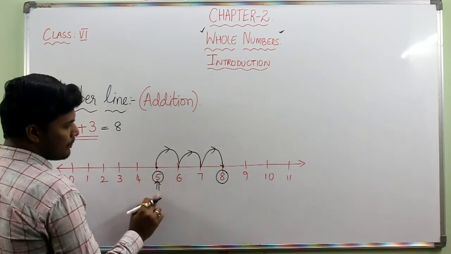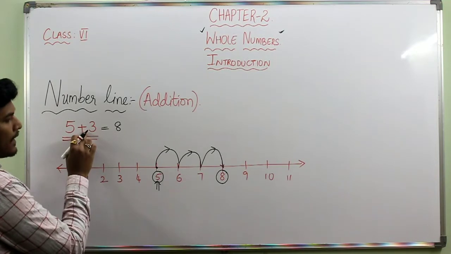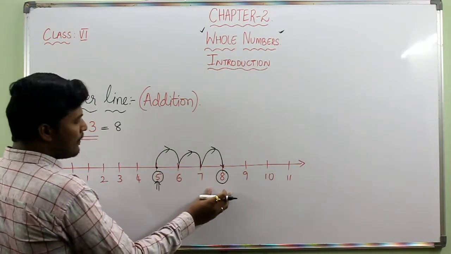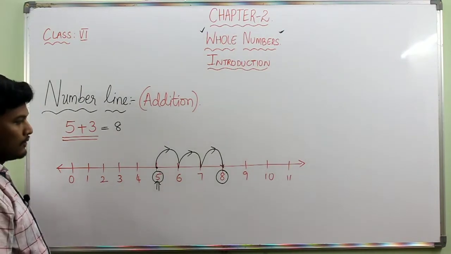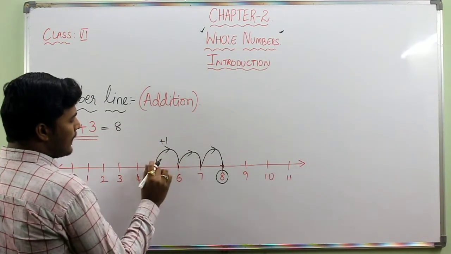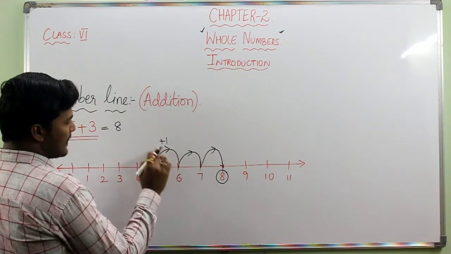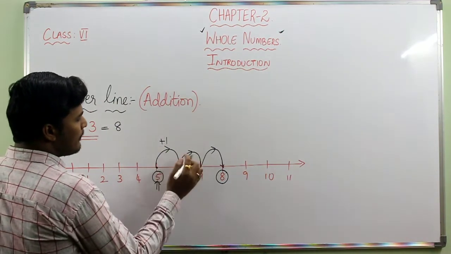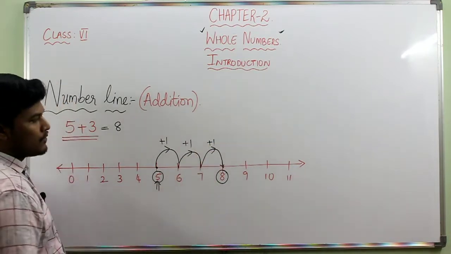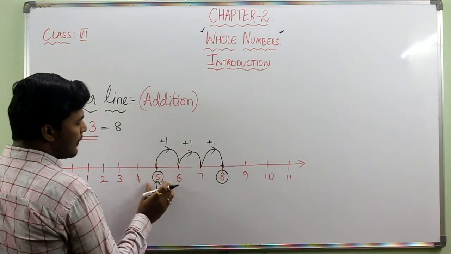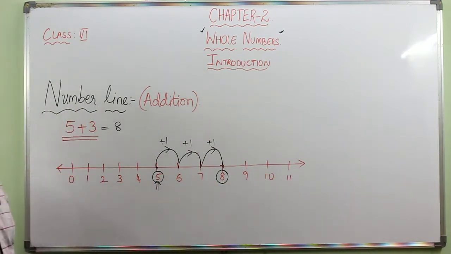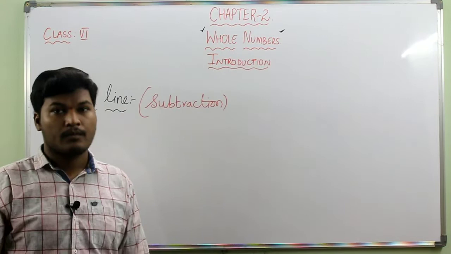So from this given number, as 3 is being added to that, we will move forward one step at a time so that we will get the answer. That is 5 plus 3. As I have plus 3, 5 to 6 will indicate plus 1 step, 6 to 7 will indicate plus 1 step, 7 to 8 will indicate plus 1. So we are adding 3 times, so 5 plus 3 will become 8. This is how addition will be performed.